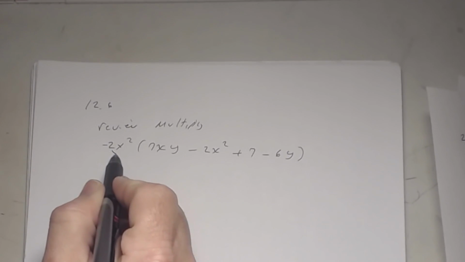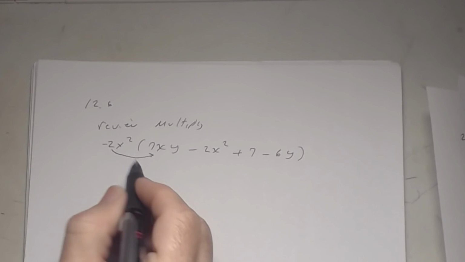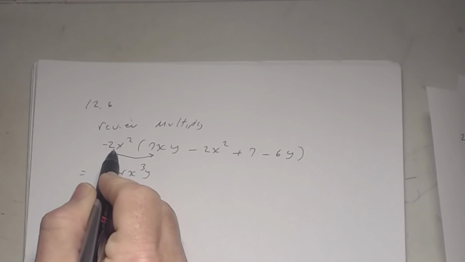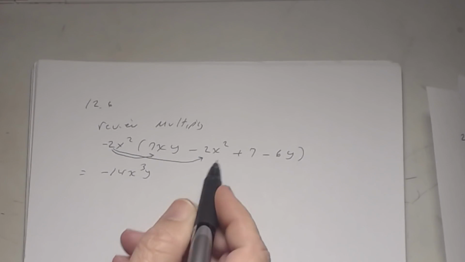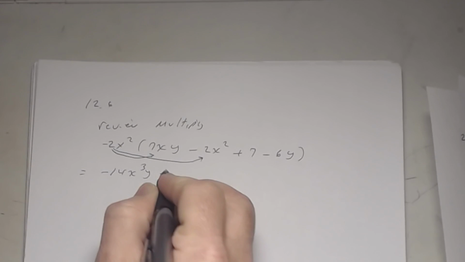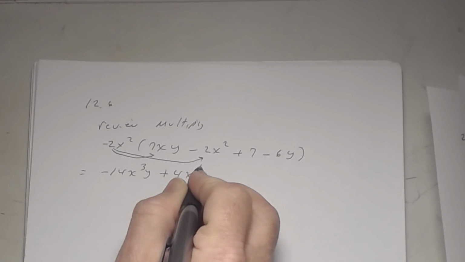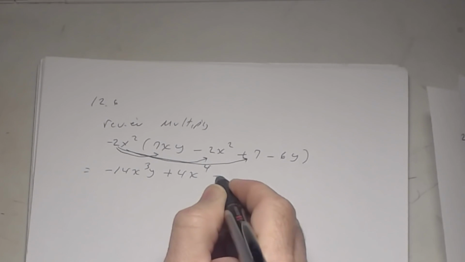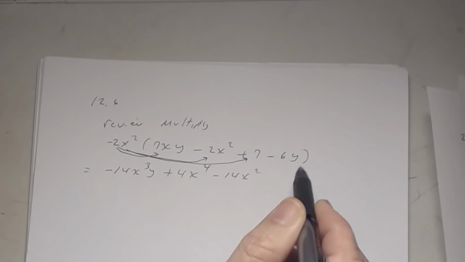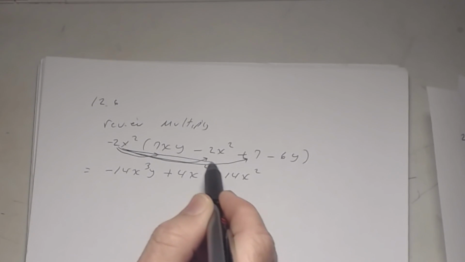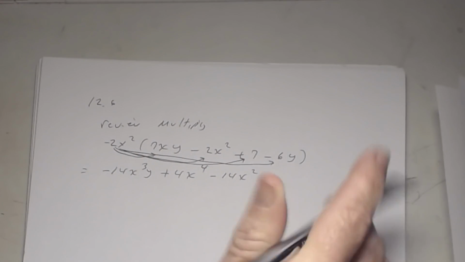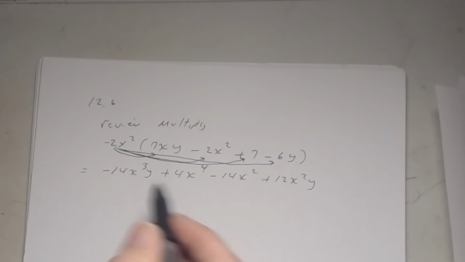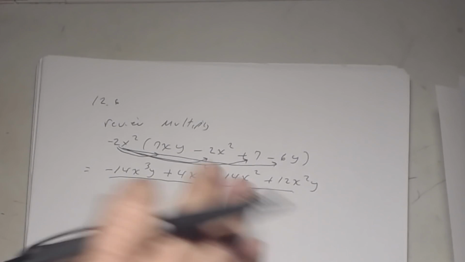So what's a negative 2x squared times a positive 7xy? Good. What's a negative 2x squared times a negative 2x squared? A positive 4x what? Okay. What's a negative 2x squared times a positive 7? Negative 14x squared is what you said? Yes. All right. And then what's a negative 2x squared times a negative 6y? Positive 12x squared y. Very good. And are any of these like terms? No. All right. Okay, so remember we use the distributive property.